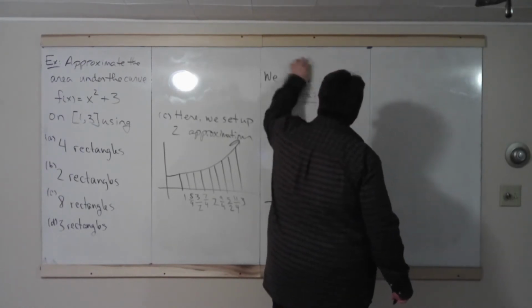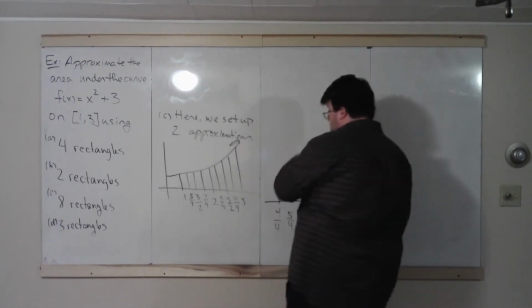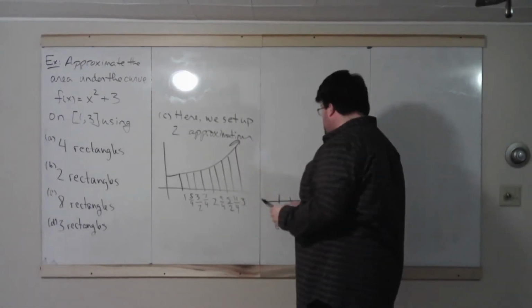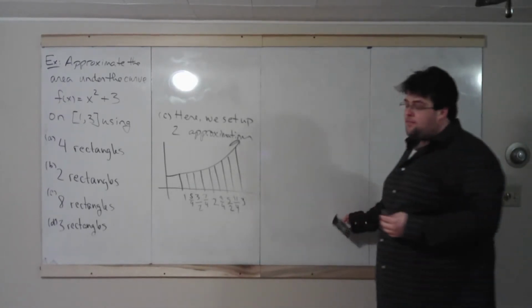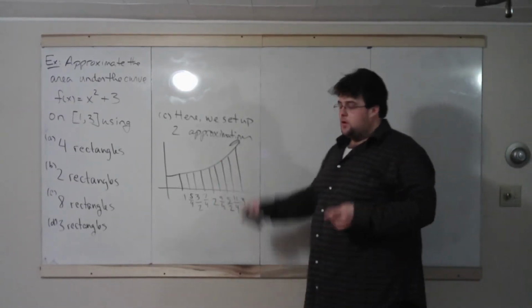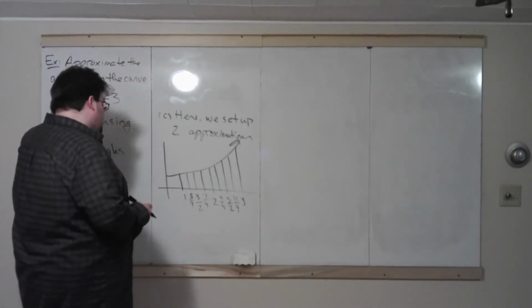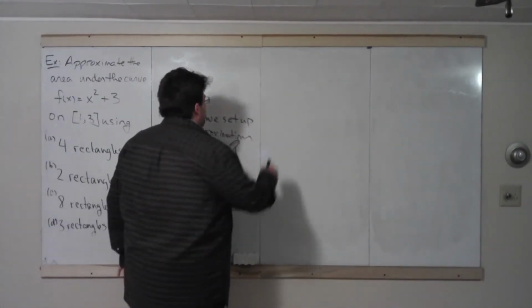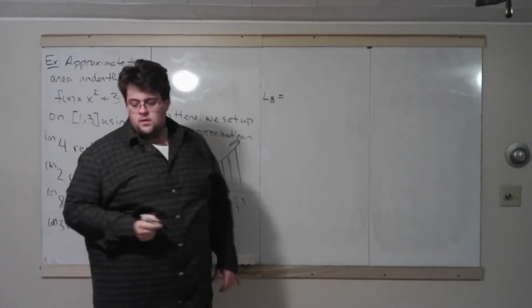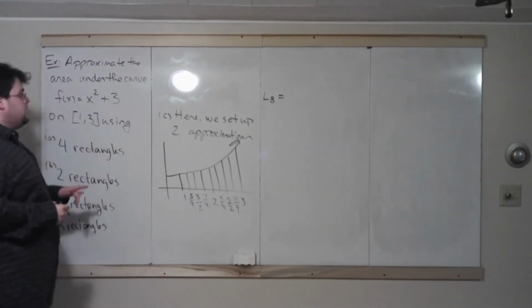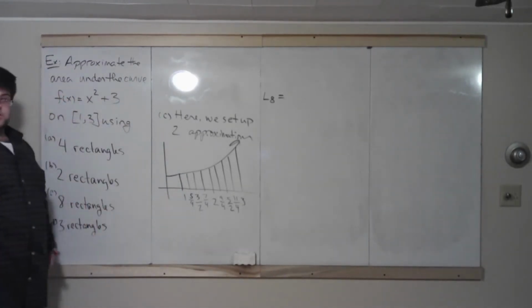Now, how are we going to set up these approximations? Well, let's do it like this. Once you have those, you form your strips of the area. And then how are we going to do the approximation? Well, L8. When we set this up, I am going to factor out the common term, which in this case is that 1/4.